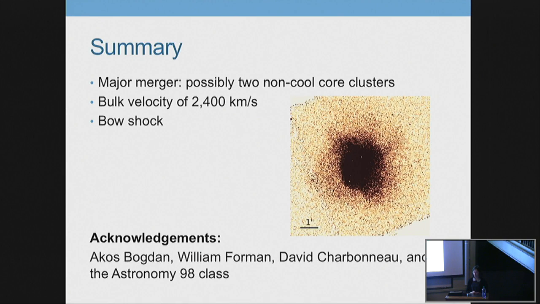If I understood you properly, you're deriving the 2,400 kilometers a second based on the temperature and pressure jumps across these fronts. Yes. Does that also make a prediction for the angle of the bow shock, the angle of the cone of expansion? So that has not been addressed.